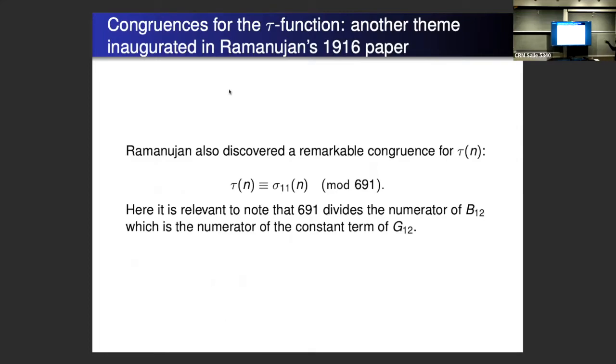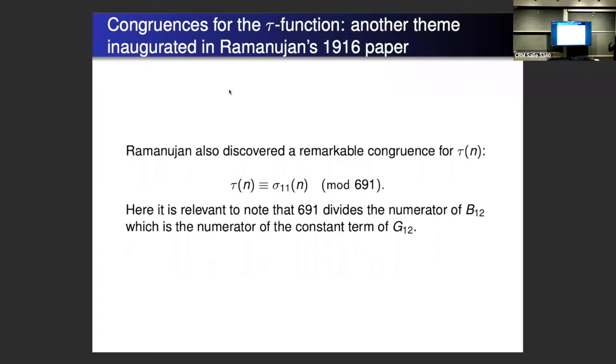And the 691 has a significance, perhaps that's the way this congruence is proved: 691 divides the numerator of B12, the 12th Bernoulli number. If you remember this G_k, the Eisenstein series of weight 12 unnormalized, its constant term is minus B_k upon 2k, so minus B12 upon 24. In this case, 691 divides the numerator of B12, and therefore if you look at the Fourier coefficients mod 691 of this weight 12 Eisenstein series, the constant term disappears. So mod 691, it looks like a cusp form.